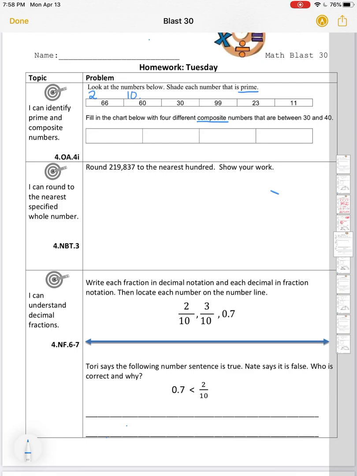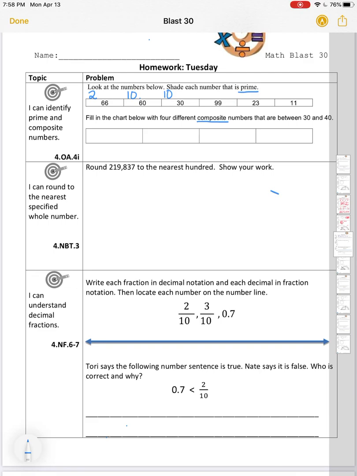60, 1 and 60 are factors. But I also know that 10 is a factor of 60 because 60 ends in a 0, and any number that ends in a 0 has 5 and 10 as factors. 30, again, it ends in a 0, so I know that 10 is another factor other than 1 and 30, so that number would be composite.